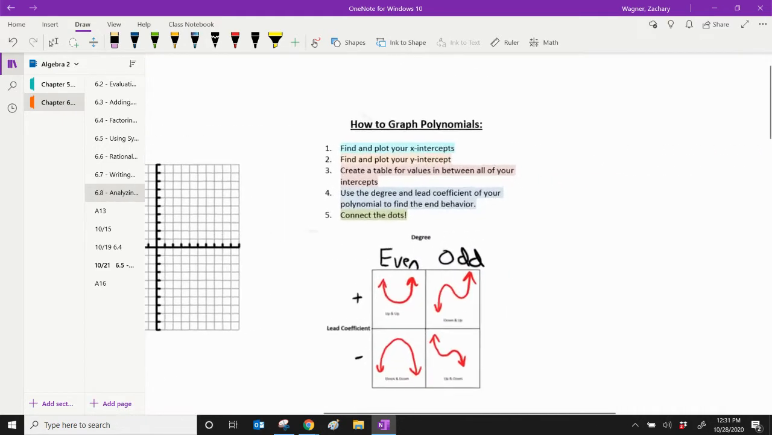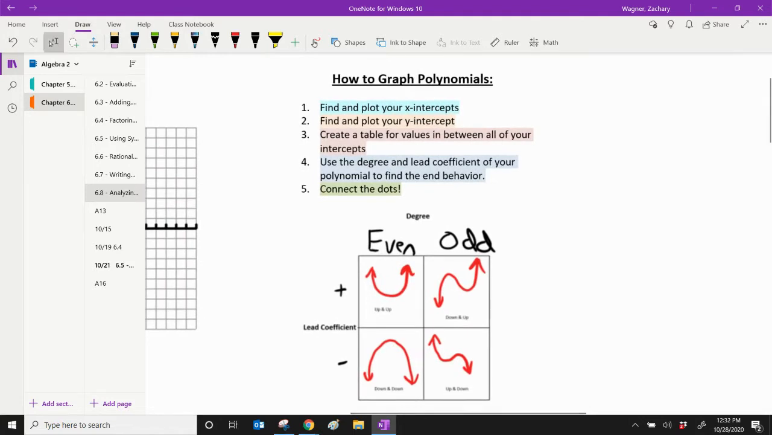But take out a pen and a pad, write this down, hit pause, write it down, and come back. All right, now we're back. Steps are: find and plot your x-intercepts. This is ZPP time because we're already in factored form. Find and plot your y-intercept. You plug in f at 0 to do this.